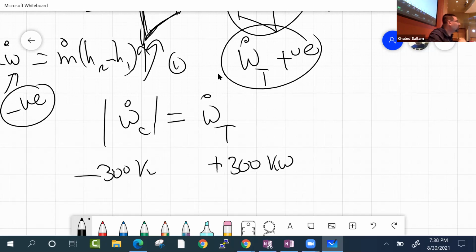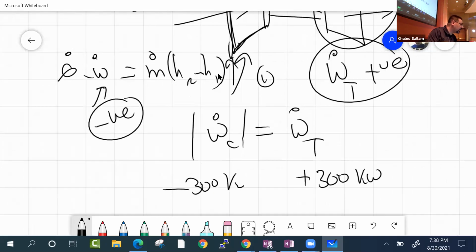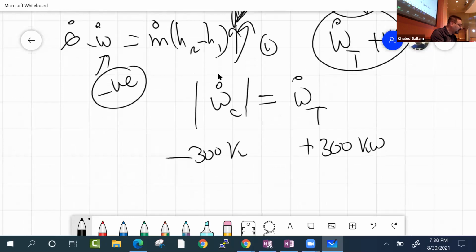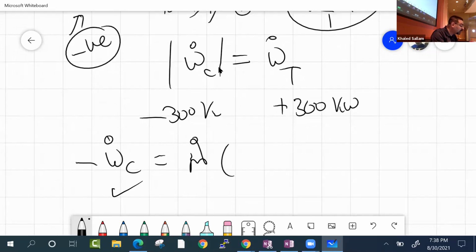Right? I personally always love to just use the first law of thermodynamics, and I really enjoy it when I write W work compressor, m dot, and so when I get it negative, I'm happy. Makes sense? I'm okay.